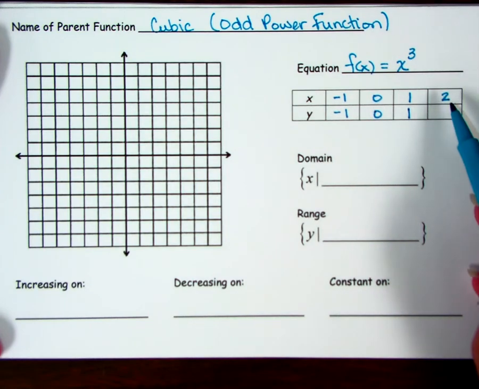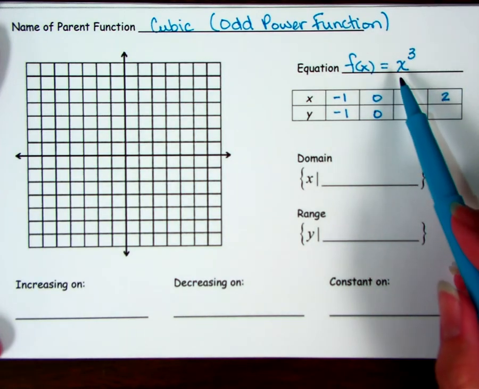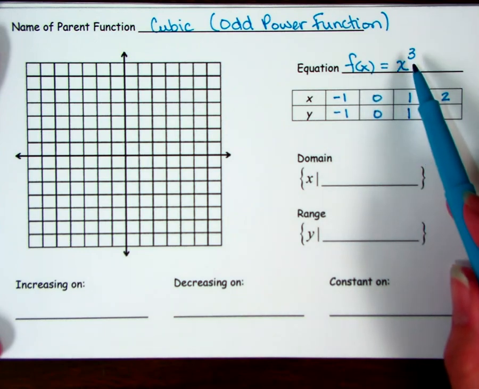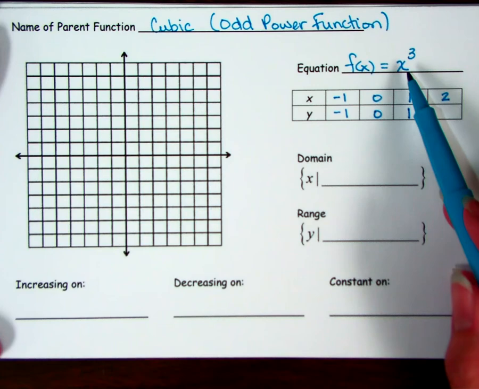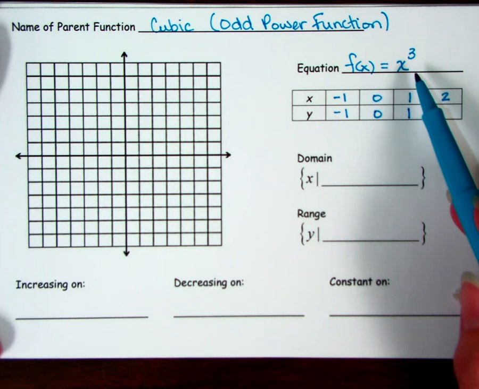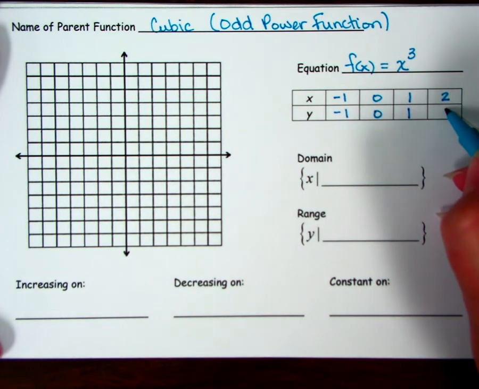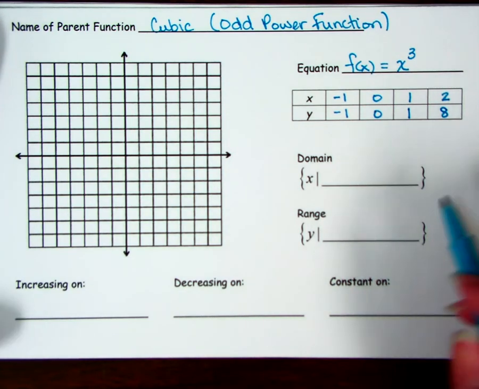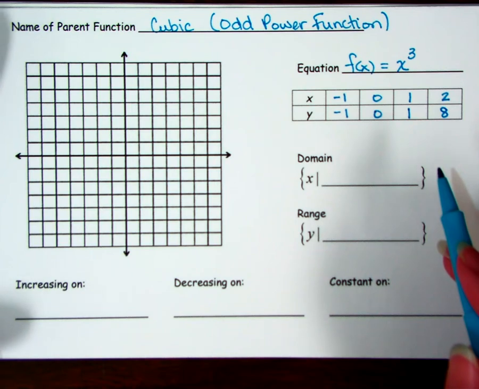Now I've got x is 2. So I put in 2 in place of the x. This would say y is equal to 2 to the third power. That means 2 times 2 times 2. So let's see, 2 times 2 is 4, times 2 again would be 8. I have a few points to work with here. I'm going to go ahead and plot them and see if I can tell what the picture looks like.